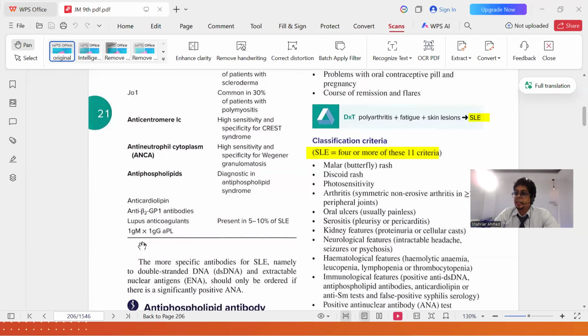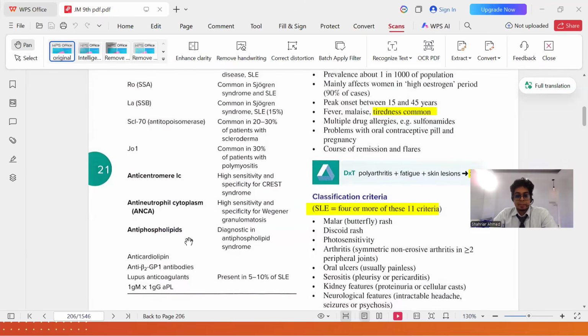What are those drugs? Any idea? Hydralazine, procainamide, isoniazid. We remember it this way: HIP. Hips Don't Lie, a very famous song by Shakira, but hydralazine, isoniazid, procainamide. Great. Okay.